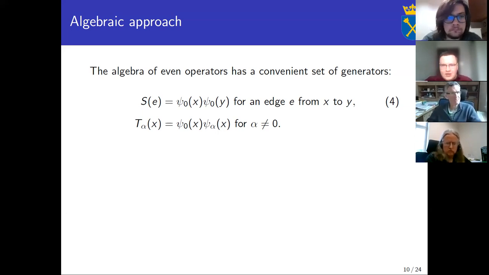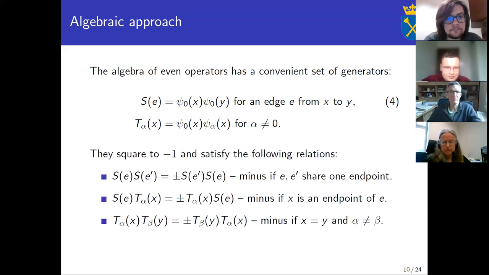Okay, now let me tell you a bit about the relations satisfied by these generators. I guess it's because psi_0 squared is 1. That's true. If we forget that psi is a Grassmann odd number, then we're basically doing Clifford algebras. Yes, the fermionic algebra is definitely a Clifford algebra. Yes. Okay. So these operators square to -1, and they satisfy some relations.